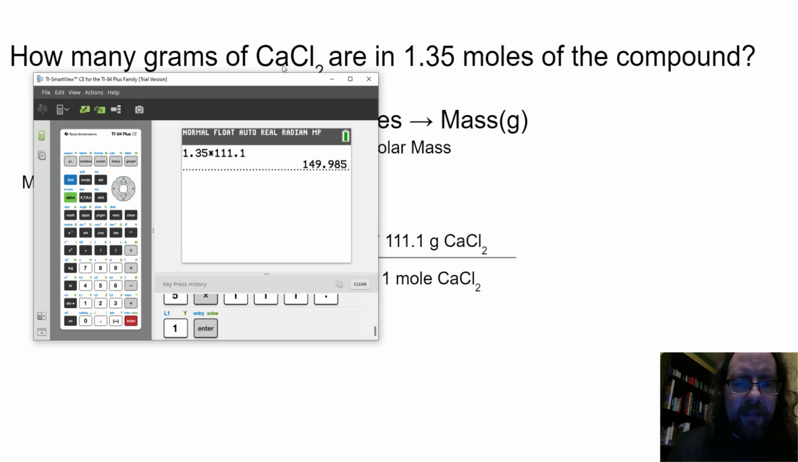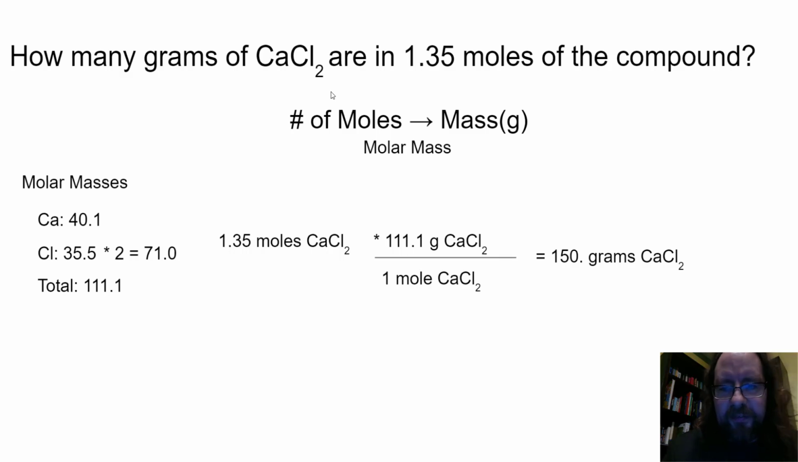And we can see that it's 149.985. I want to make sure there's three significant digits in my final answer. So I'm going to say 150 with a decimal point to make sure that the zero is significant. So that is our final answer, 150 grams calcium chloride.